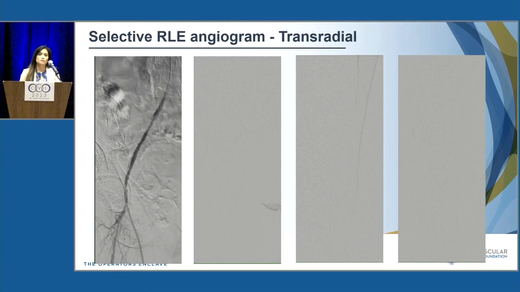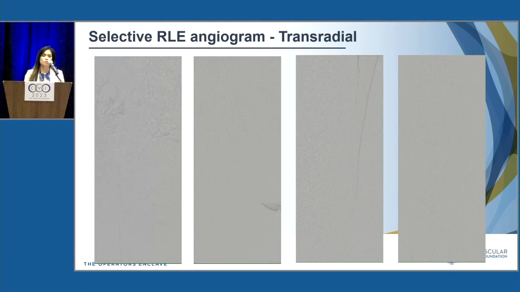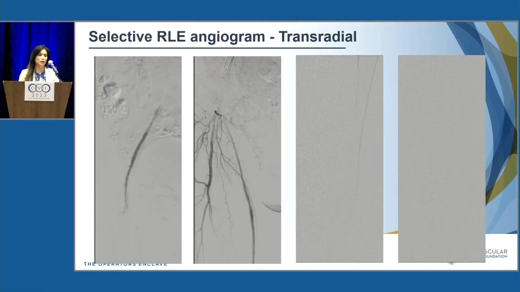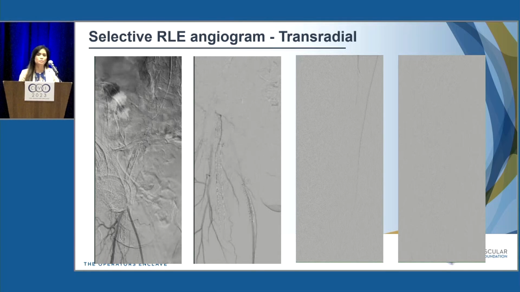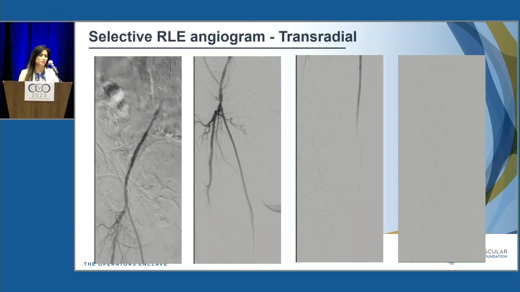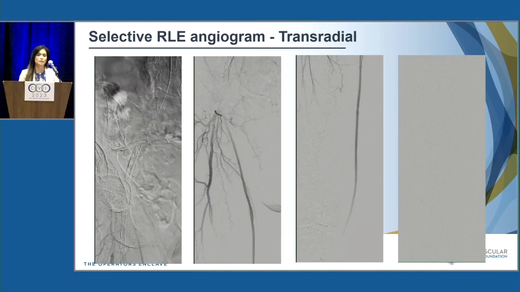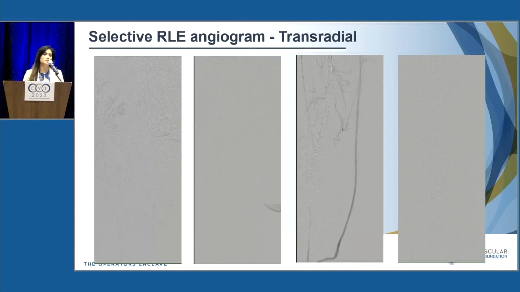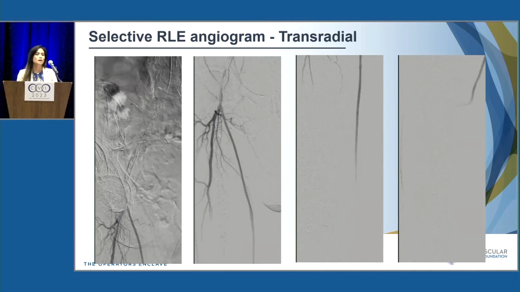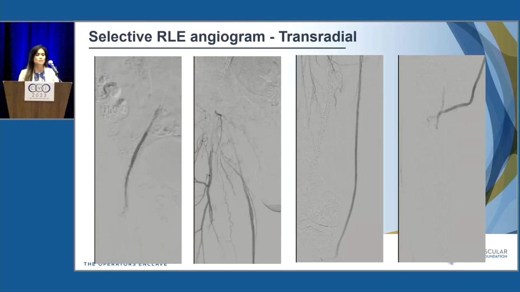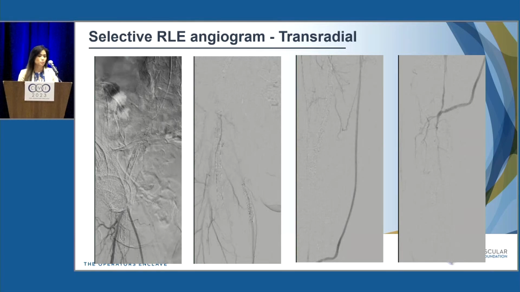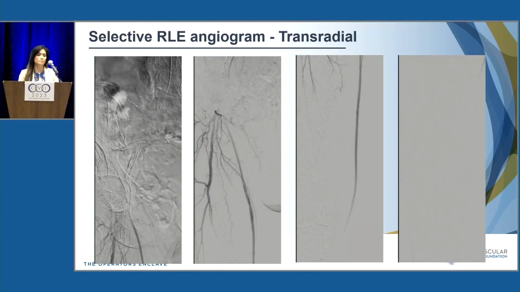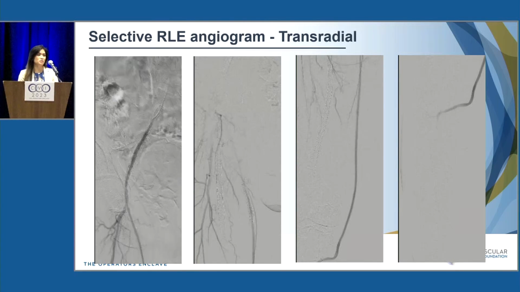So we started with a 6-French sheath and a 125 JR4 diagnostic catheter for transradial selective right lower extremity angiogram. You see here 70 to 80% right external iliac disease, in-stent restenosis, and occluded right SFA, a patent right fem-pop bypass, but distal disease on that last picture of the distal anastomosis into the TPT trunk. Mostly a 2-vessel runoff to the mid-lower leg via peroneal and PTA, but severe disease proximally of both of those arteries as well.